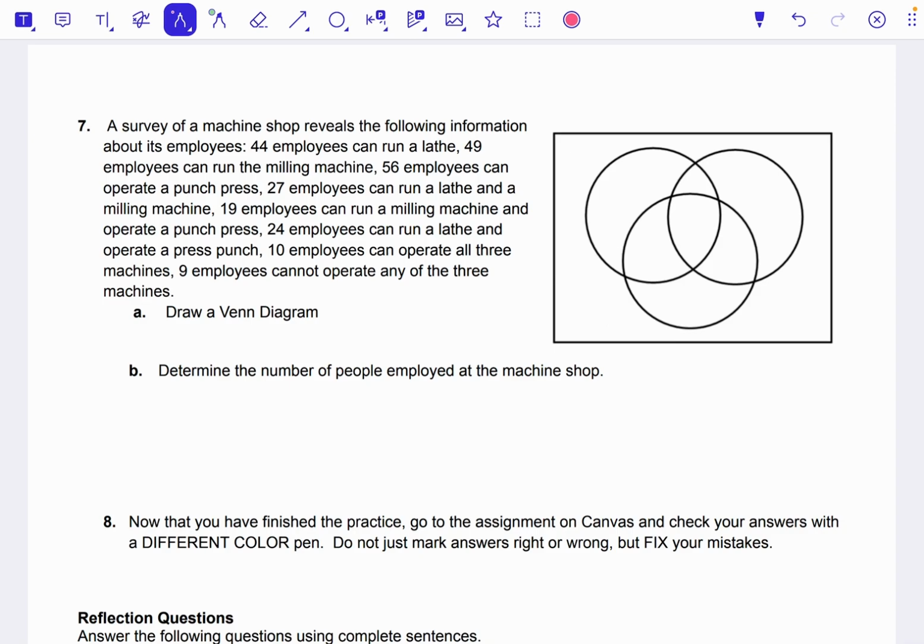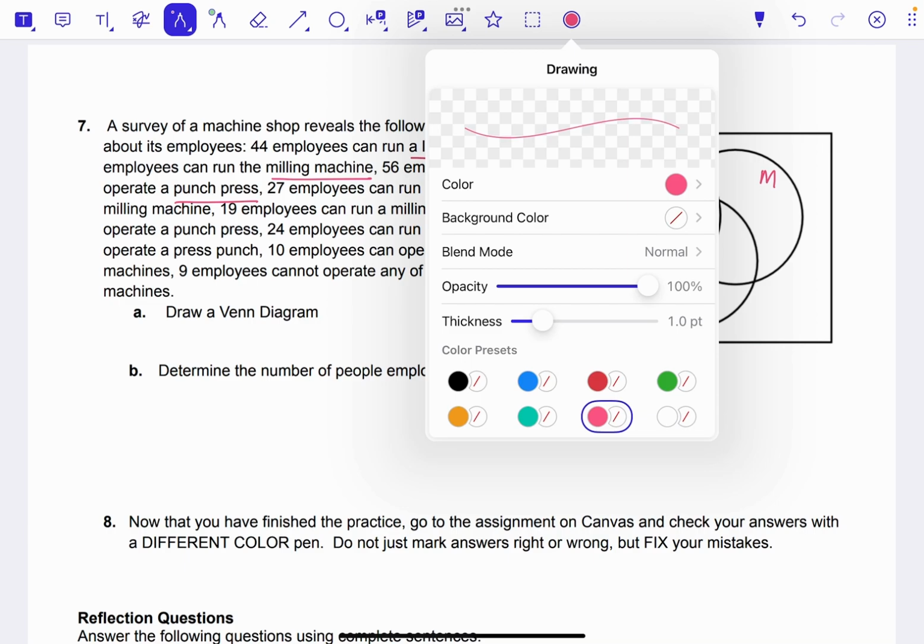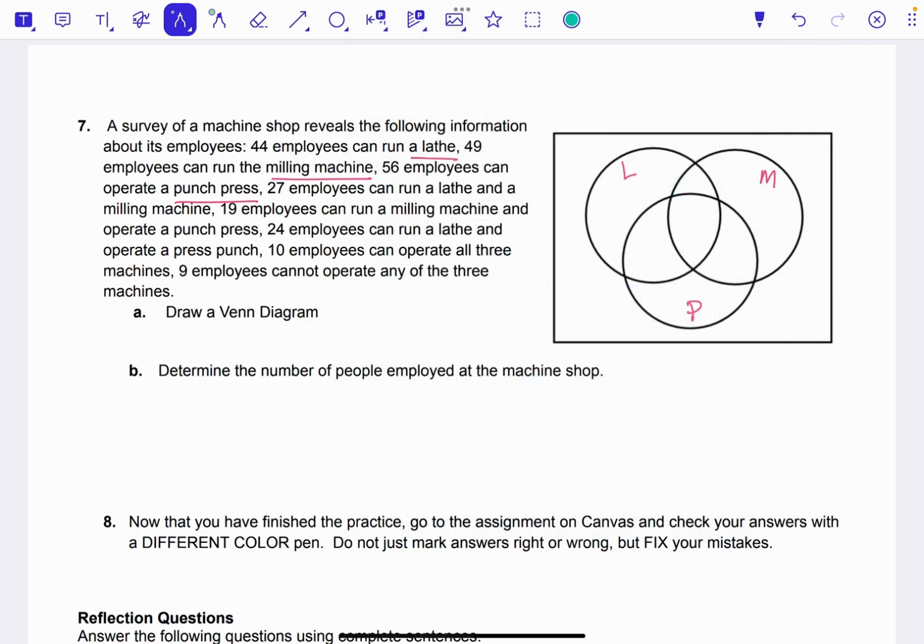So we have a survey of people in a machine shop, and we got 44 employees who can run a lathe, 49 who run the milling machine, and 56 who operate the punch press. So I'm going to have L, M, and P. All right, I'm going to dive in here and look for the overlap or the outside numbers. Those are good ones to start with.